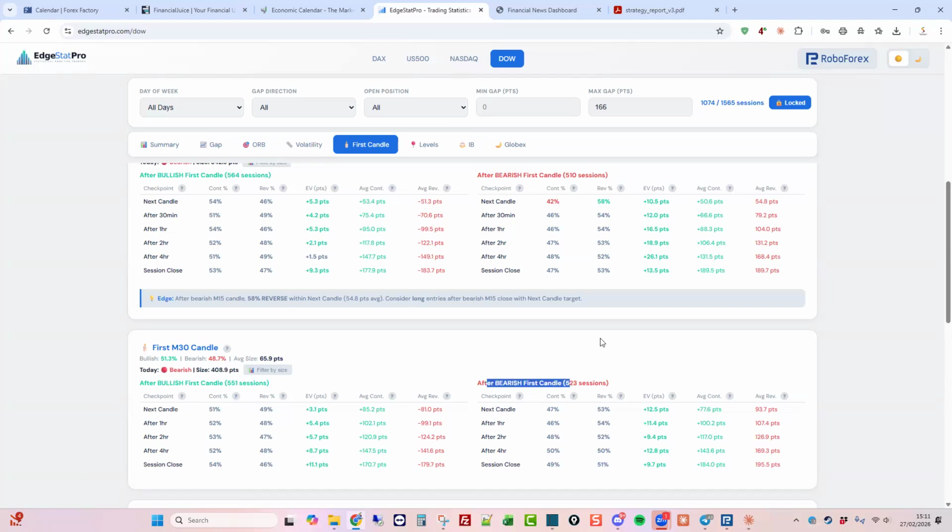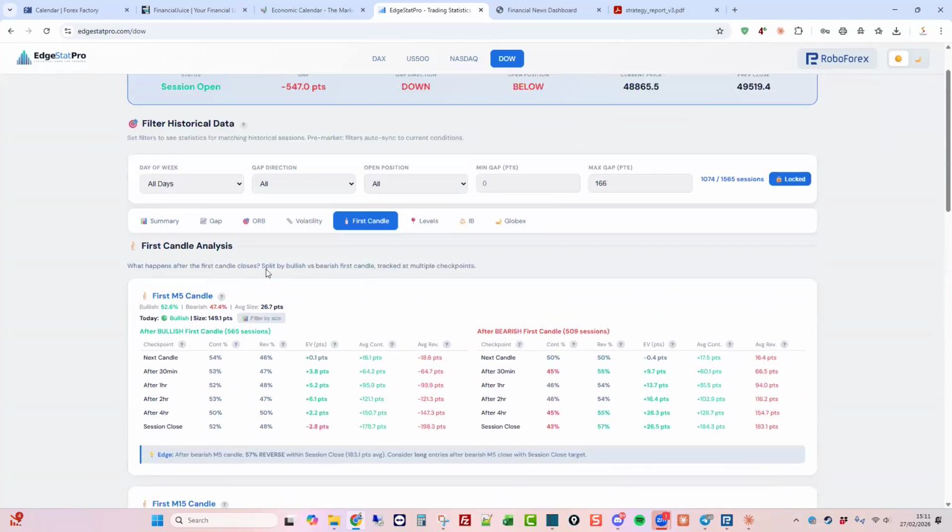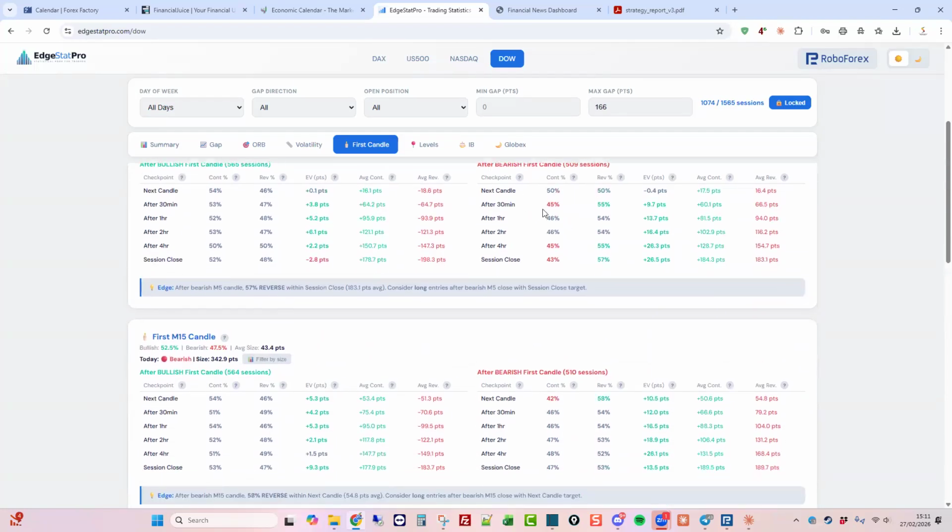Oh no, sorry, it's after bearish first candle. Yeah, so there's no edges here, look. There's nothing highlighted in green. If there was an edge, it would be highlighted in green, and there's no edges here. There you go, there's one there. These are non-edges, by the way.